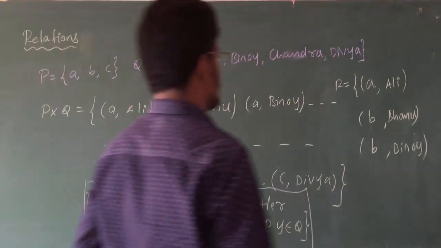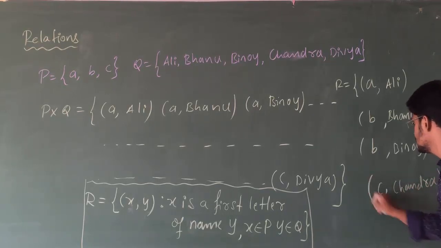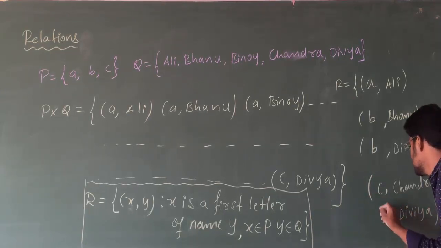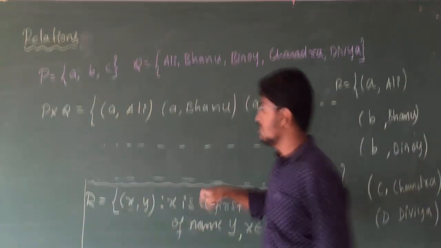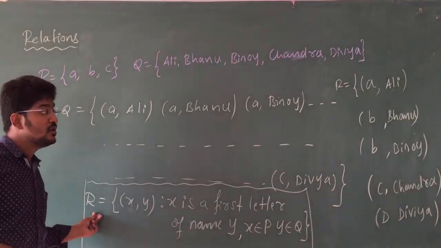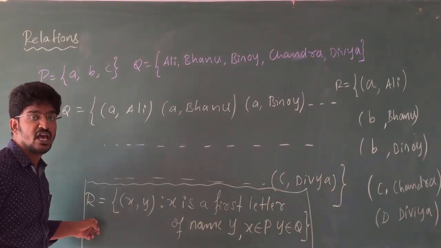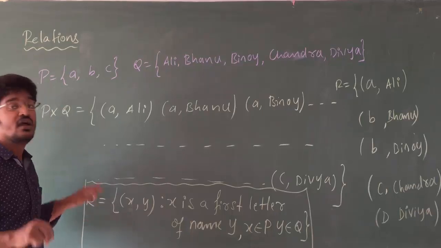In the same way, here I can write Chandra, first letter is C. Next I can write Divya, first letter is D. 1, 2, 3, 4 and 5. These are the 5 elements in your relation R. Clear? So this is how we are going to define a relation R.